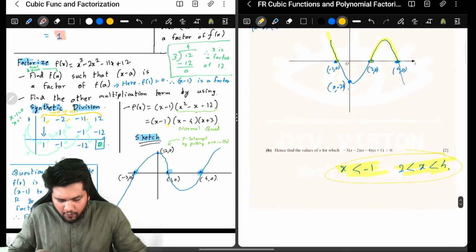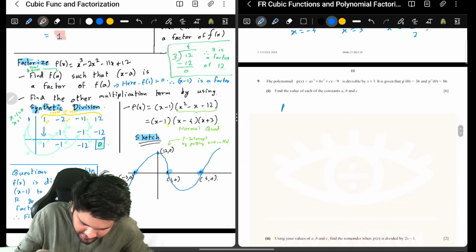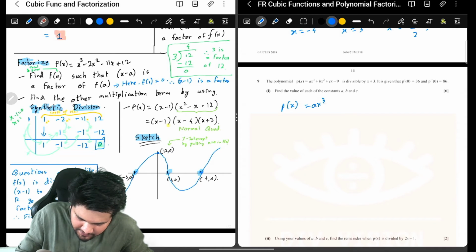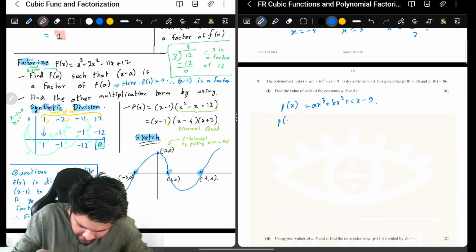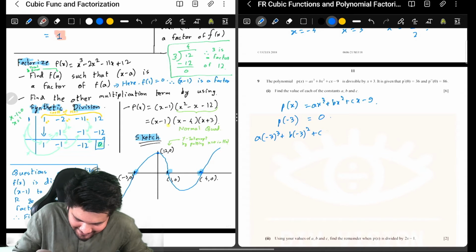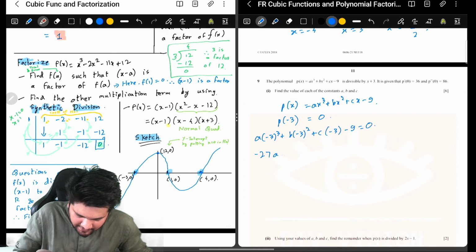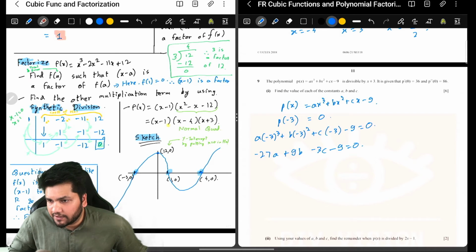That's it. Now one more type of question which they can ask is this. The polynomial p of x, they have given as ax cube plus bx square plus cx minus 9, is divisible by x plus 3. The moment it is divisible by x plus 3, that means x plus 3 is a factor of it. So we'll get p of minus 3 is equal to 0. I'll just substitute that. I'll get a times minus 3 cube plus b times minus 3 square plus c times minus 3 minus 9 is equal to 0. So at the end it's going to be minus 27a plus 9b minus 3c minus 9 is equal to 0. This is one of the equations I'll get with respect to a, b and c.